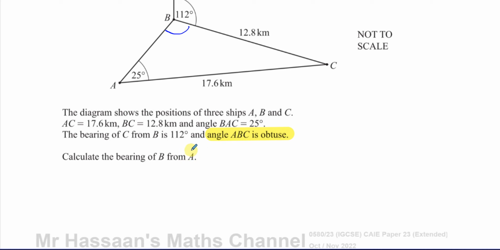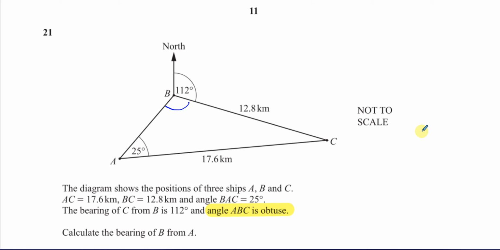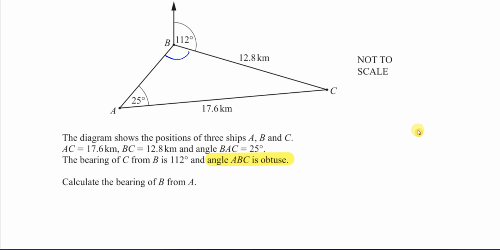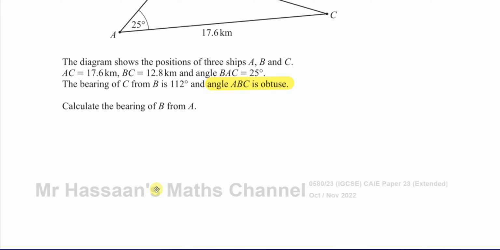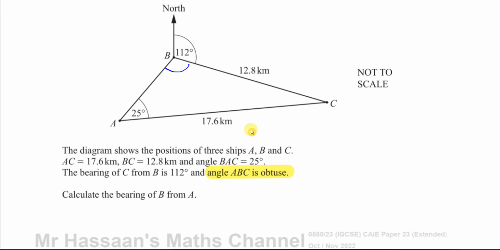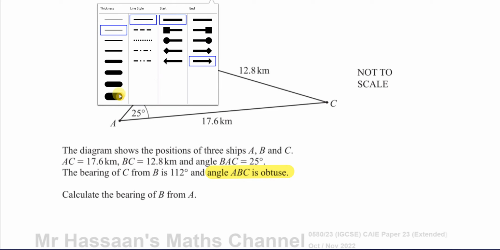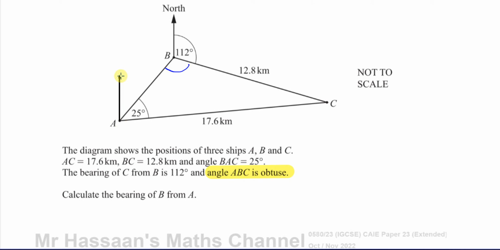So when we talk about bearings, the bearing of B from A. Now, bearings are always measured from the north line, and they're measured in the clockwise direction, and they're written with three figures. So the bearing of B from A, it says from A. So it's like you're at A, and you have to draw the north line where you are. So at A, I'm going to draw a line which is going to be north. It's parallel to the north line here, of course.